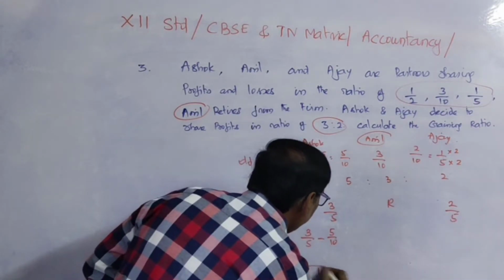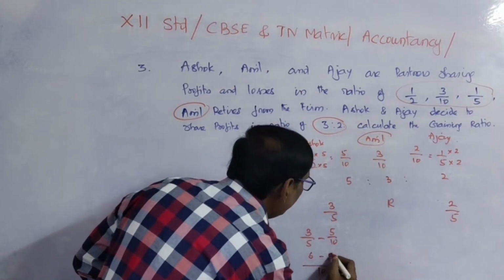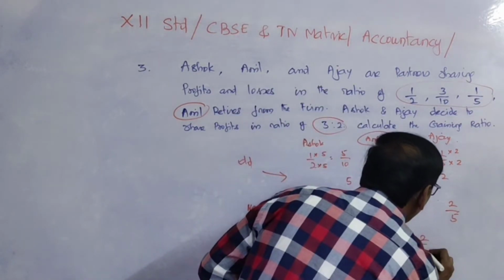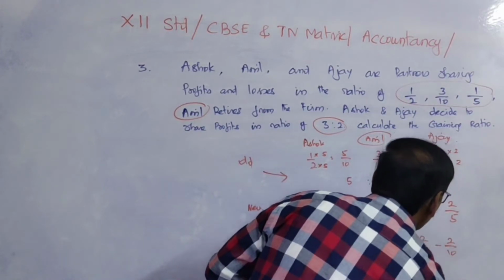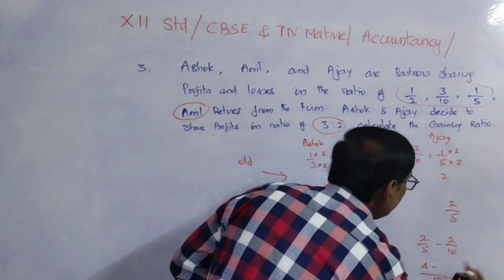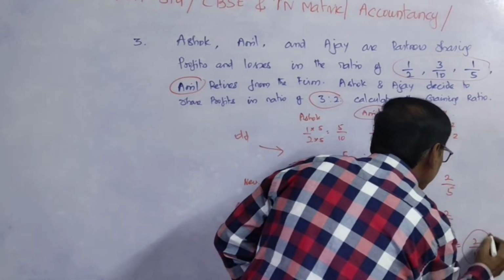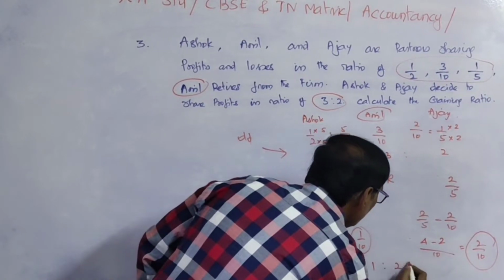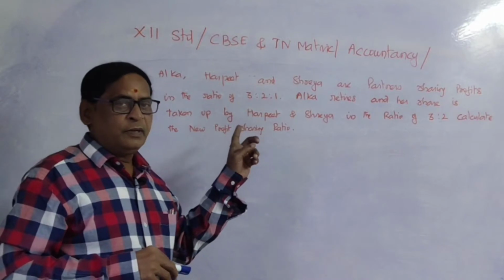So LCM, if we take LCM 10, 2 times 5 is 10, 2 times 3 is 6, minus 5, so 1/10. Here new ratio 2/5 minus old ratio 2/10. So LCM 10, 2 times 2 is 4, minus 2, so 2/10. So both denominators will be the same, 10. So the gaining ratio will be 1:2 between Ashok and Ajay. A different sum, but it is difficult also.